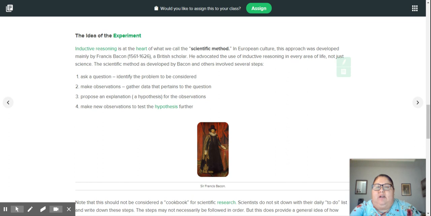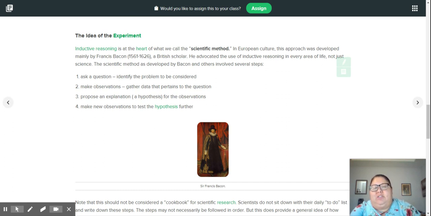inductive reasoning is the heart of what we call the scientific method. In European culture, this approach was developed mainly by Francis Bacon, who lived from 1561 to 1626, a British scholar. He advocated the use of inductive reasoning in every area of life, not just science. The scientific method, as developed by Bacon and others, involved several steps.